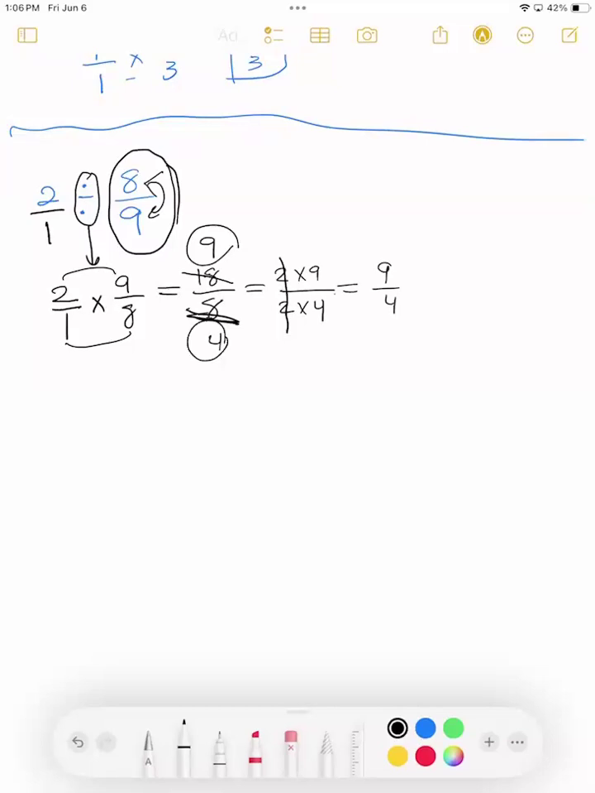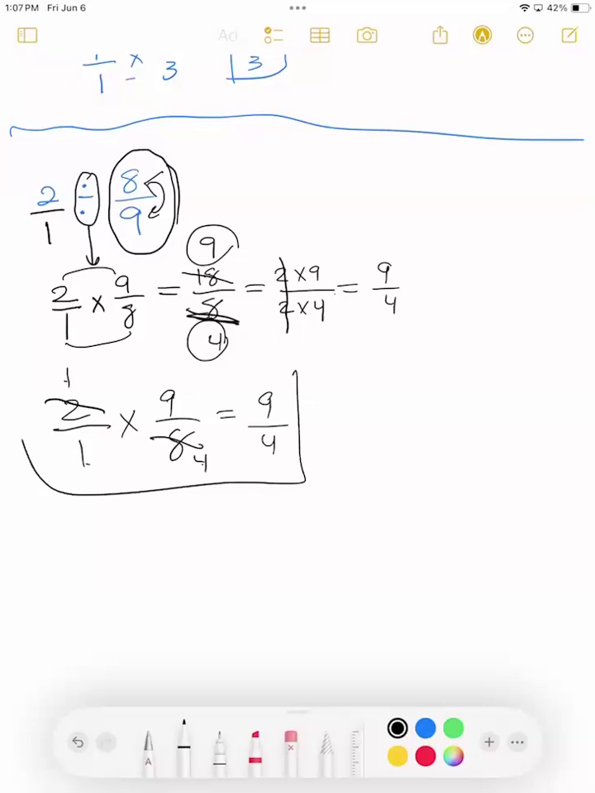Or you could have reduced and then multiplied. You go 2 goes to 2 one time, 2 goes to 8 4 times, 1 times 9 is 9, 1 times 4 is 4. So either way works.